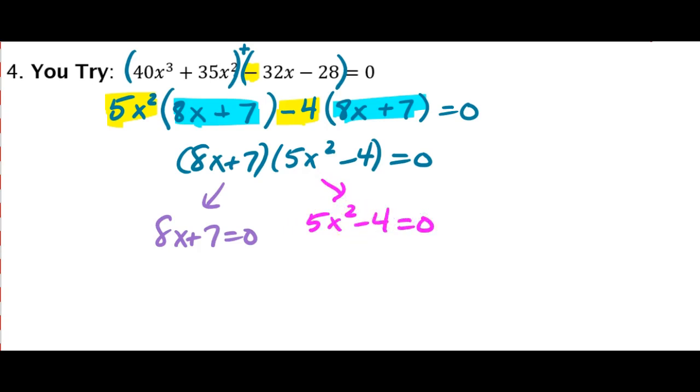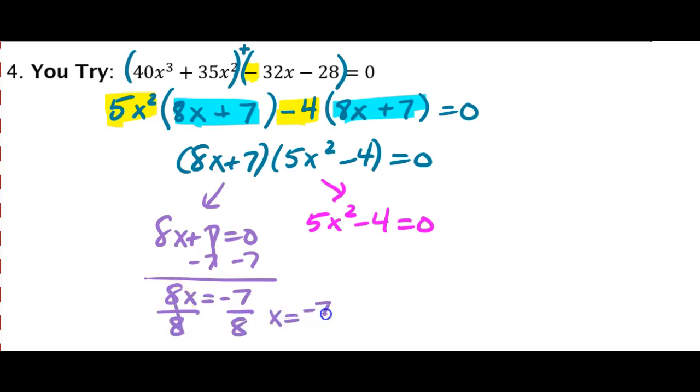So the purple one is going to give me one solution because the exponent on x is 1. So I'm going to be subtracting 7 from both sides. That would give me 8x equals negative 7. And then divide both sides by 8. So my solution here would be x equals negative 7 over 8. So that's one of my 3 solutions.